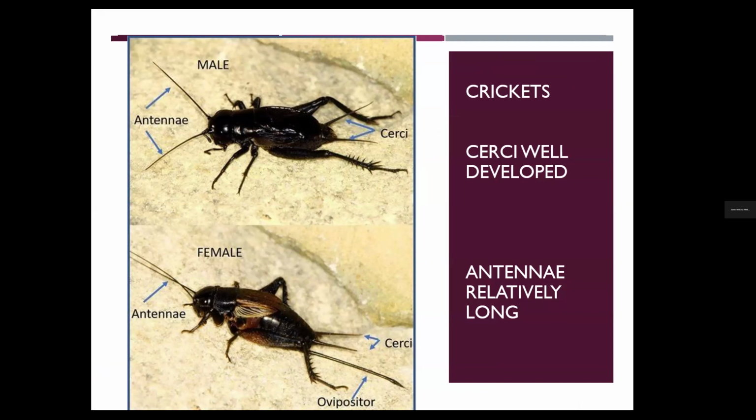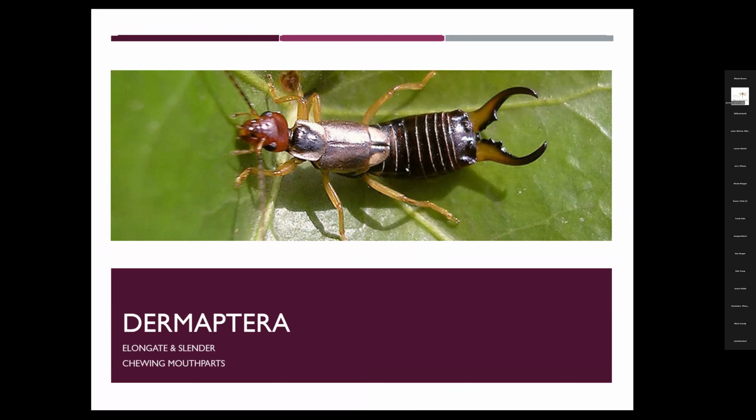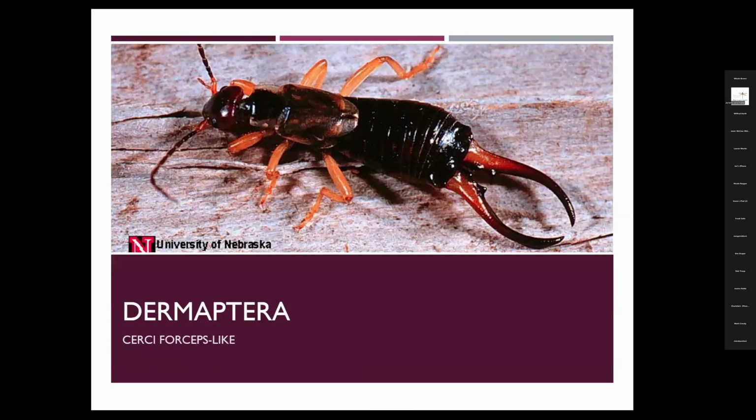Dermaptera is the order name for earwigs. These are also going to have immatures, which are in the top right-hand corner, that look similar to the adults, but the immatures don't have fully developed wings. Earwigs are going to have an elongated, flattened, kind of slender body. They have chewing mouth parts as both adults and immatures. And the big characteristic for them is that the cerci that come off of the tip of the abdomen are going to be forceps-like. They are hardened.